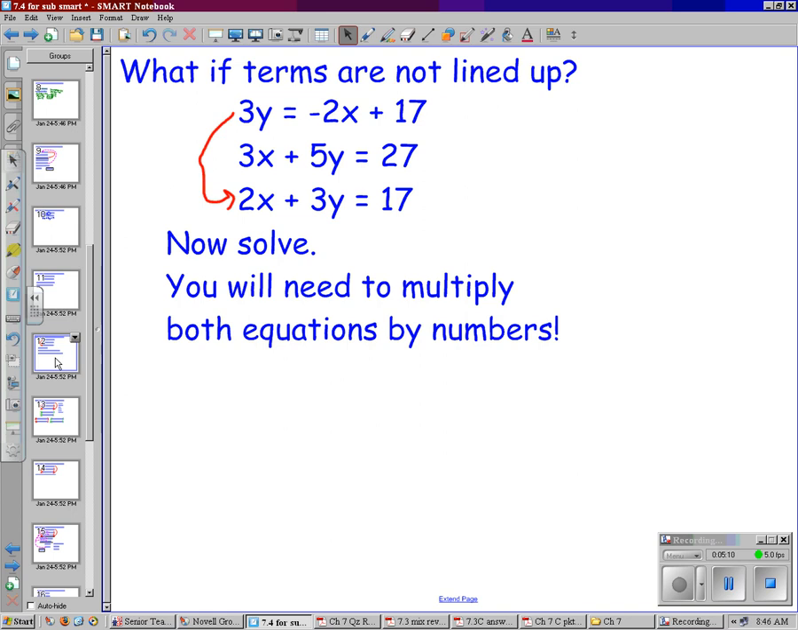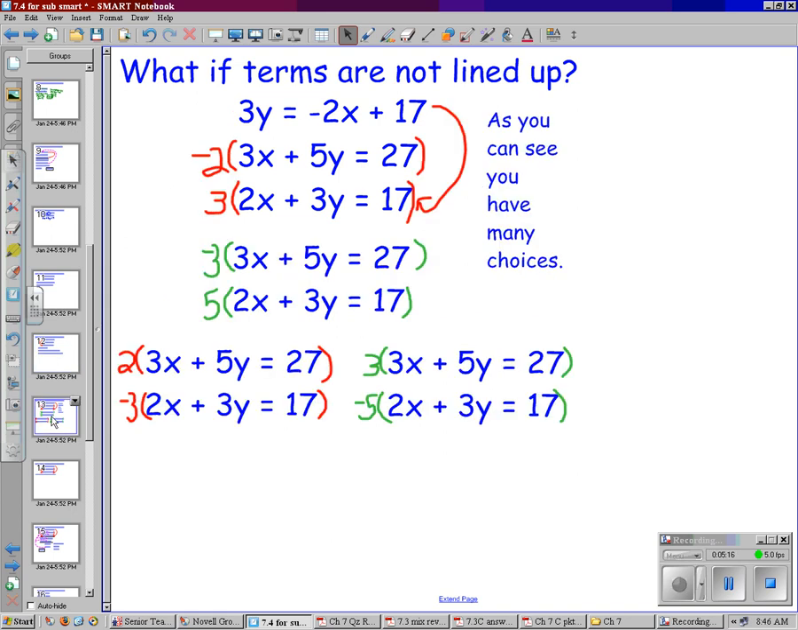Both equations. I've got several options up here. I'm going to put them all up in front of you. You could multiply the two equations, one by -2, one by 3. Or you can multiply by 2, -3. You could multiply by -3 and 5, or 3 and -5. There are 4 different ways you could multiply here.